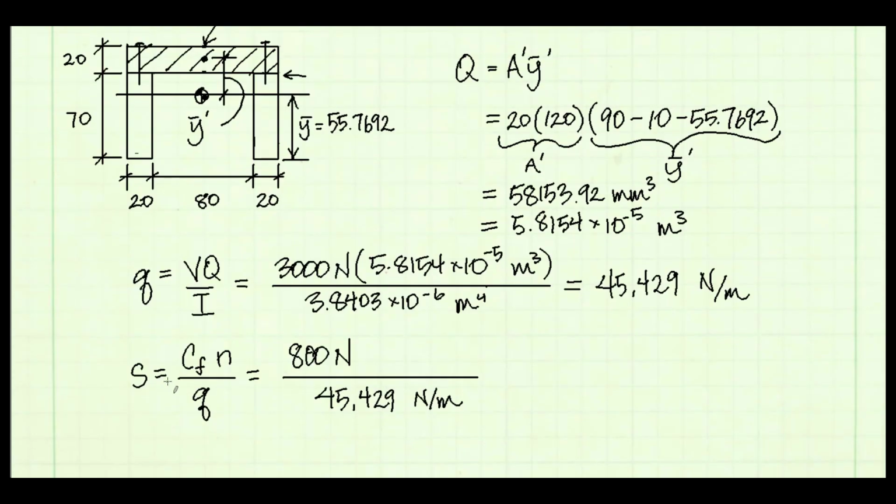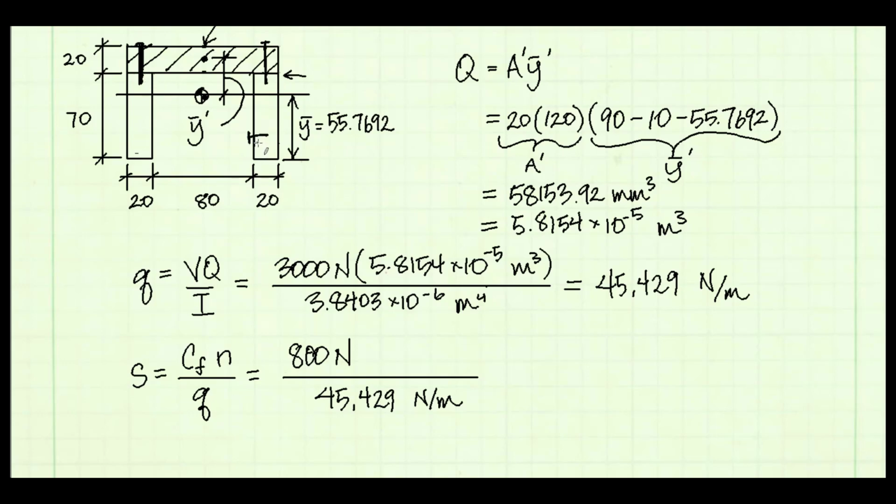Here is our spacing equation. It's going to be the capacity in shear of a single fastener. That's C sub F, that's 800 newtons, times N. On the bottom is lowercase q, our shear flow that we just calculated. Let's talk about N briefly. N is the number of fasteners in the cross-section. Another way to think about it, though, to be more precise, it's the number of fasteners that penetrate that A prime boundary. And if you see in our cross-section, we have 2 fasteners penetrating the boundary.